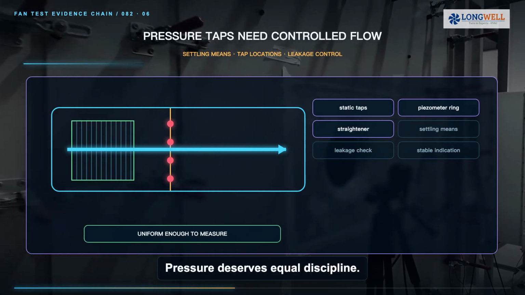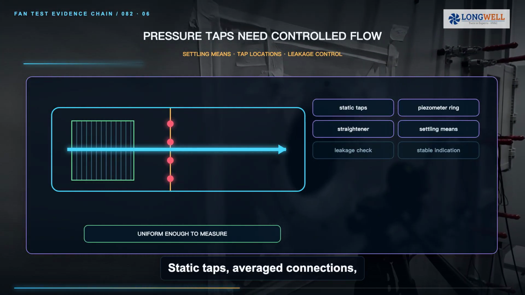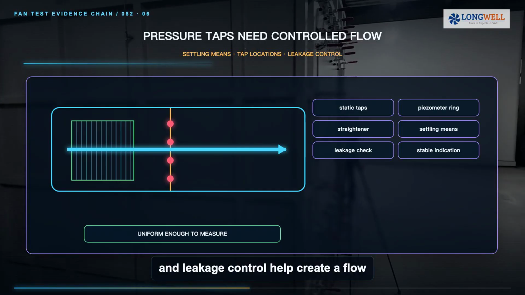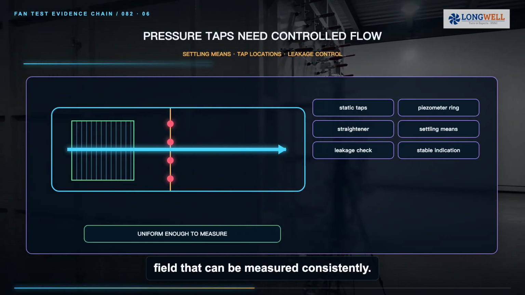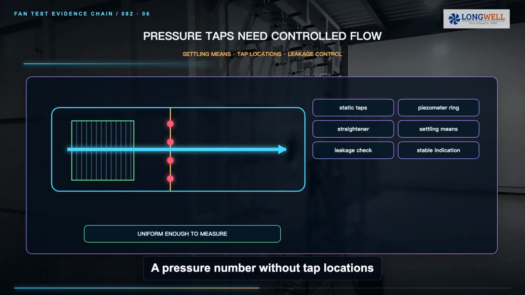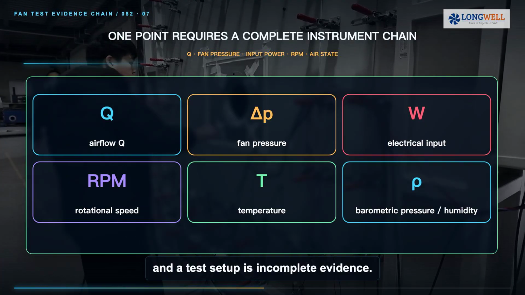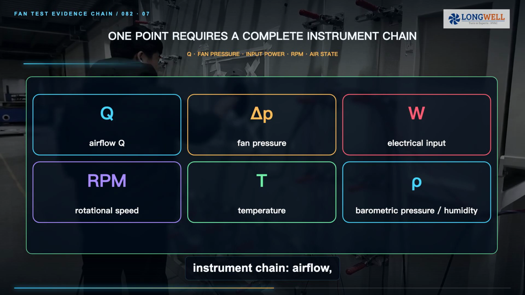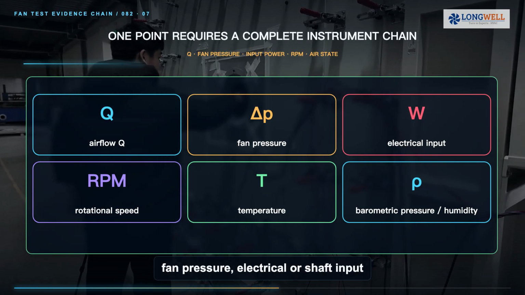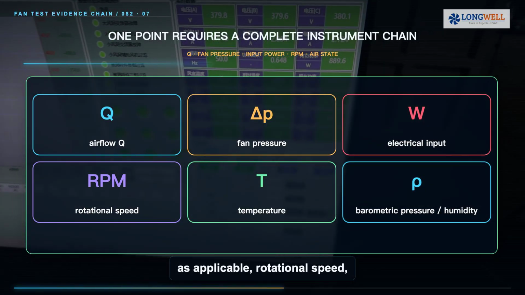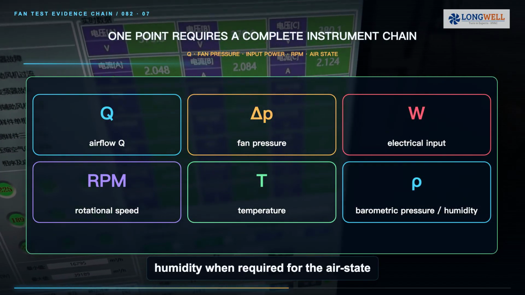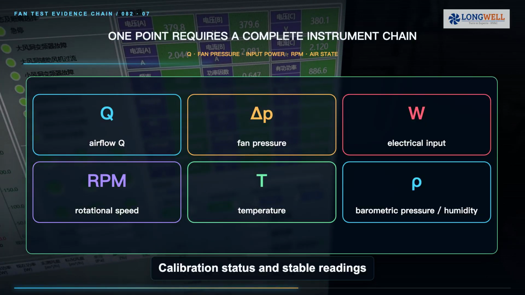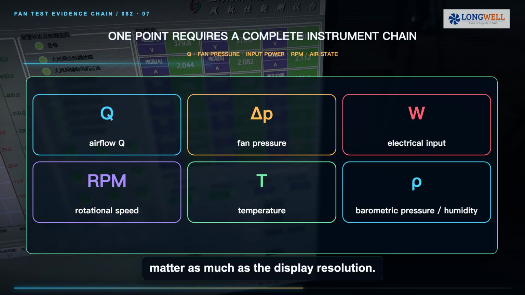Pressure deserves equal discipline. Static taps, averaged connections, straighteners, or other settling means and leakage control help create a flow field that can be measured consistently. A pressure number without tap locations and a test setup is incomplete evidence. Each operating point needs a complete instrument chain: airflow, fan pressure, electrical or shaft input as applicable, rotational speed, temperature, barometric pressure, and humidity when required for the air state calculation. Calibration status and stable readings matter as much as the display resolution.